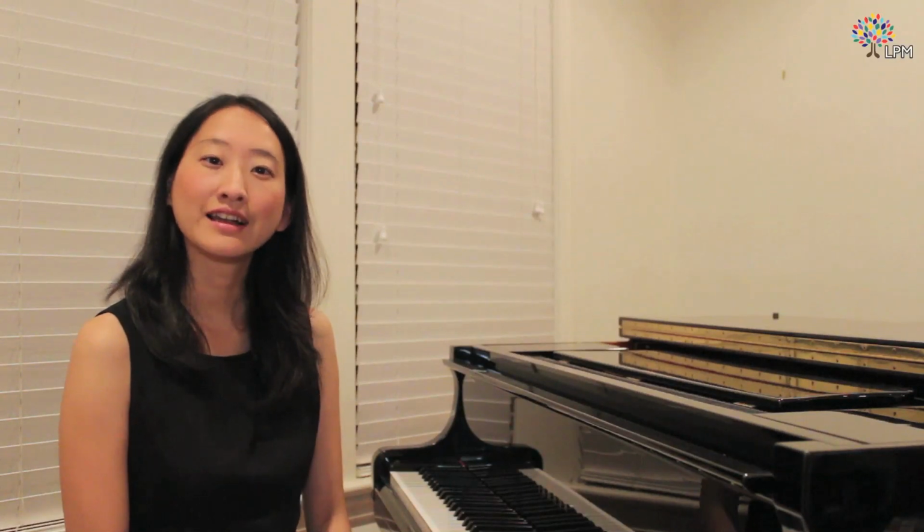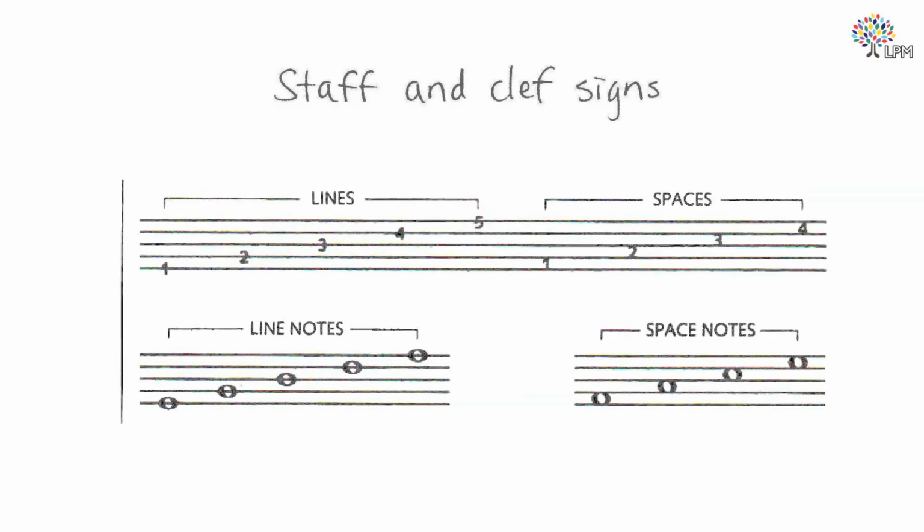Let's see if we can transfer what is on the keyboard to staff paper or musical scores. Music is written on a staff of 5 lines and 4 spaces. Some notes are written on lines and some are written in spaces. Oftentimes in music, you will see 2 staffs, treble and bass staffs. Treble staff is marked by a treble clef sign, and bass staff is marked by bass clef sign.